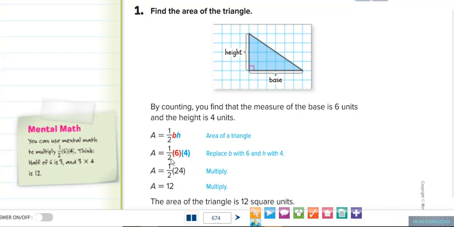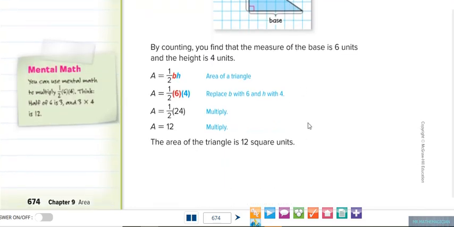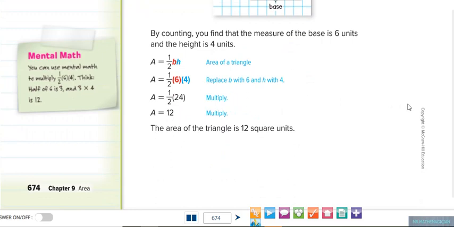You can also evaluate half of 6. Half of 6 is 3. Then multiply the 3 by the 4, which also gives you 12. Moving on.